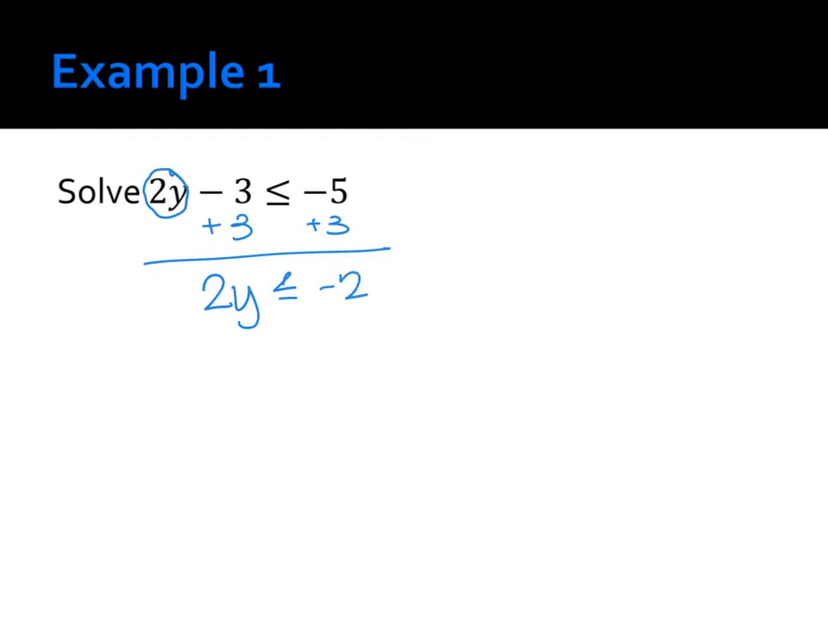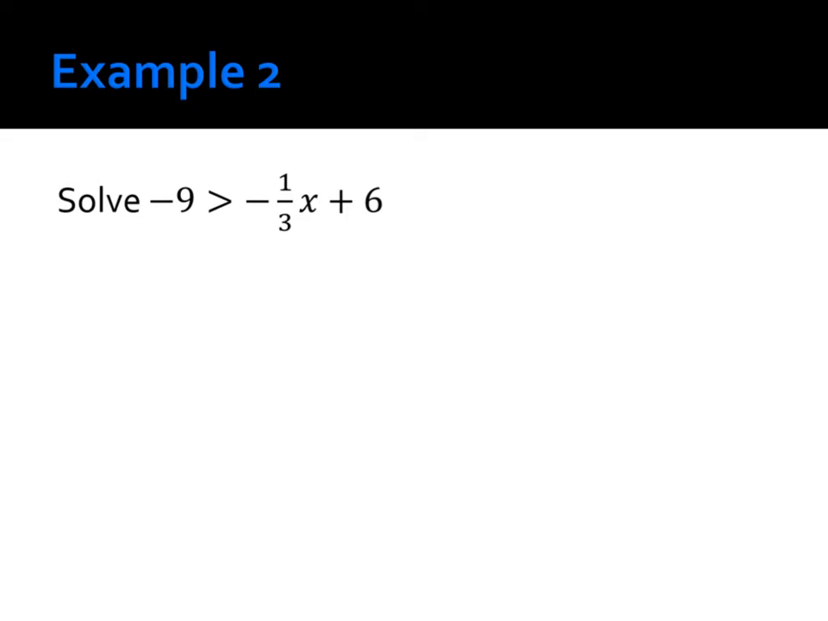Then I can go ahead and undo the 2 from the y now. Really this is 2 times y, so I'm going to undo the multiplication with division. So I divide both sides by 2. I'm dividing by a positive, so I can leave my inequality in the same direction that it is. So I really have y is less than or equal to negative 1.